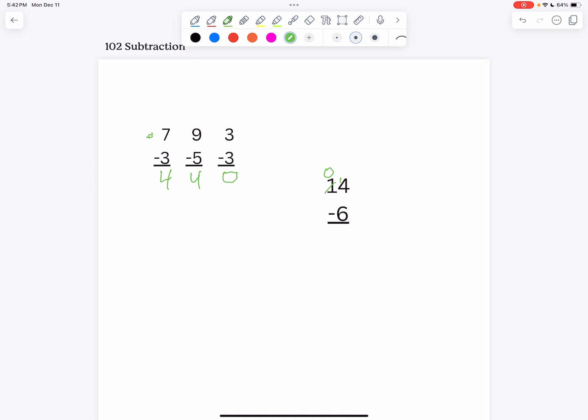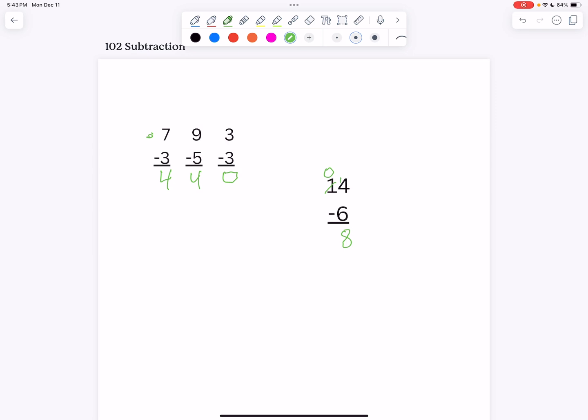And now we'd say 14 minus 6 is 8. Okay, 14 minus 6 is 8, which is strange because we had 14 minus 6 to start with. So what do we gain by crossing out the 1 and making it a 0 and putting a little 1 next to the 4, and we have exactly what we started with.